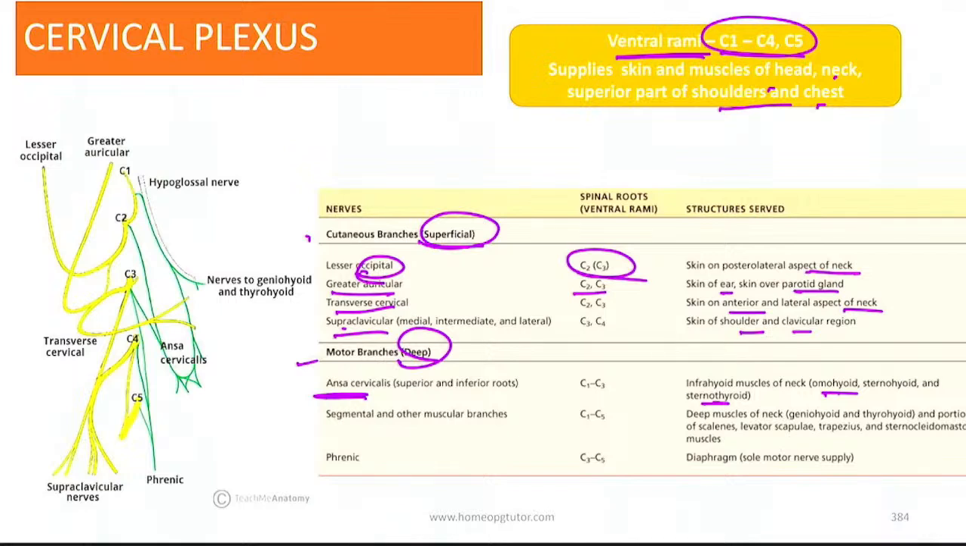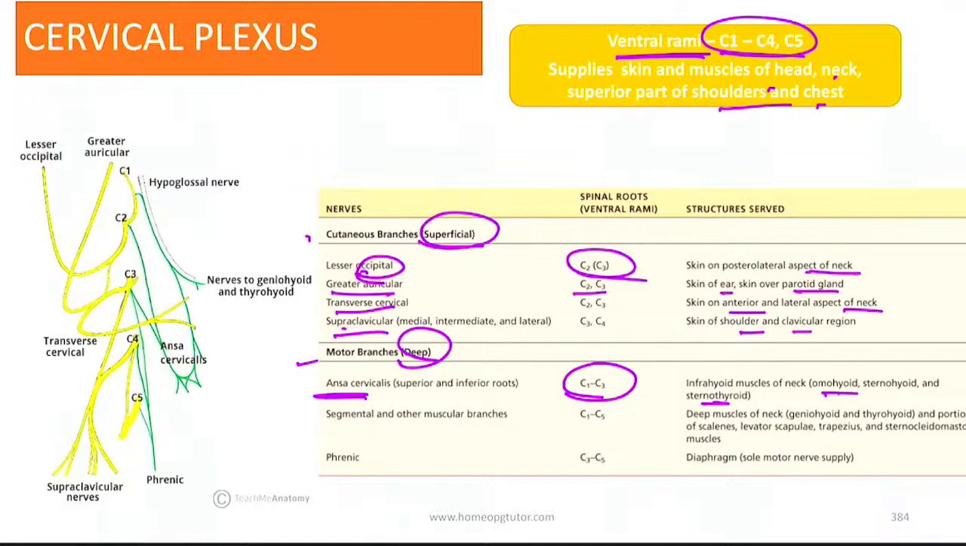About ansa cervicalis, you need to remember what it is. It is a motor branch. It is a deep branch of the cervical plexus with the root value C1 to C3. Okay, ansa cervicalis C1, C2, C3, deep branch or motor branch. Fine.